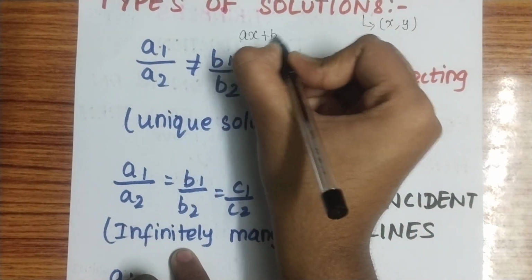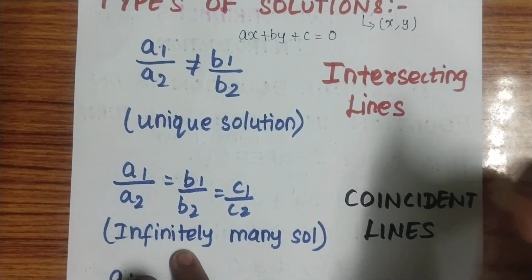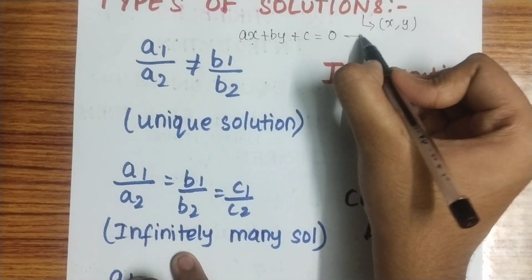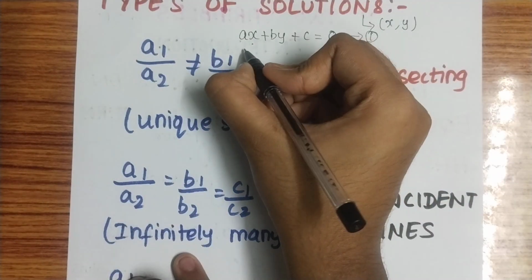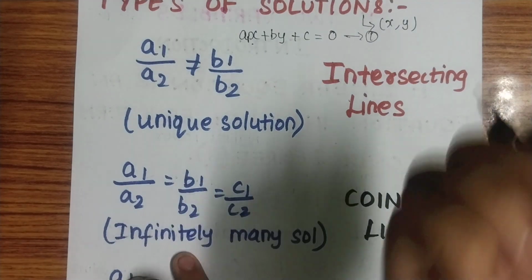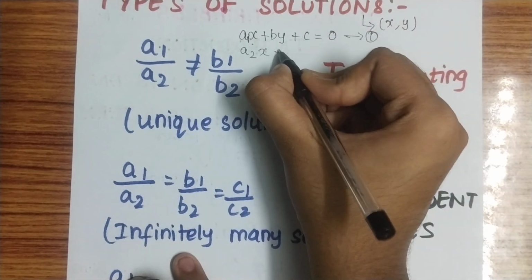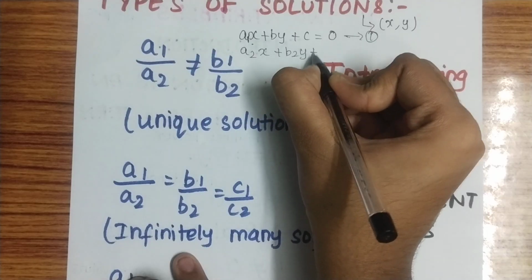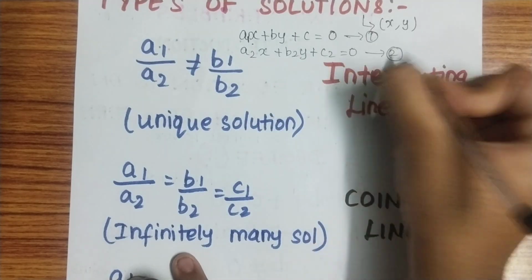a1x + b1y + c1 = 0. Okay, so this is my first equation. And my second equation, I'm going to take a2x + b2y + c2 = 0 as my second equation.